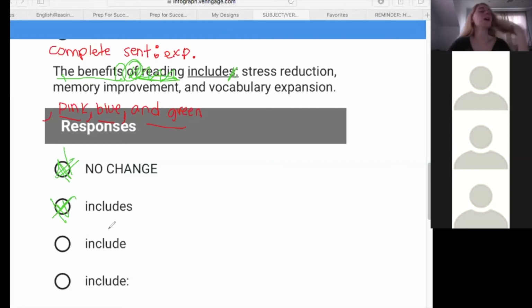Now after that, all I'm doing is a punctuation question. It has nothing to do with any more subject-verb agreement. So remember the complete sentence explanation rule. So if I ask, is this a complete sentence? I said the benefits of reading include. What do you guys think? Is that complete or incomplete?